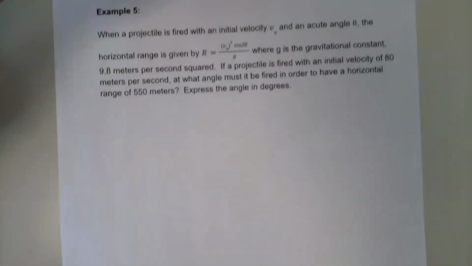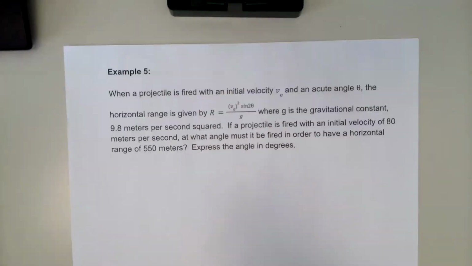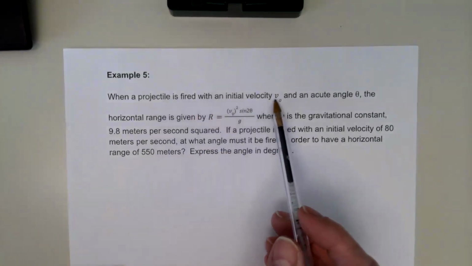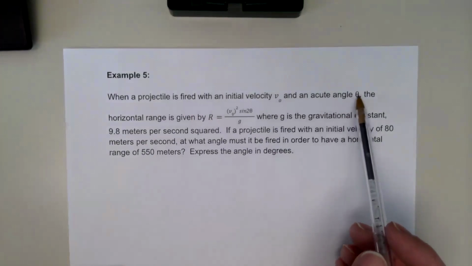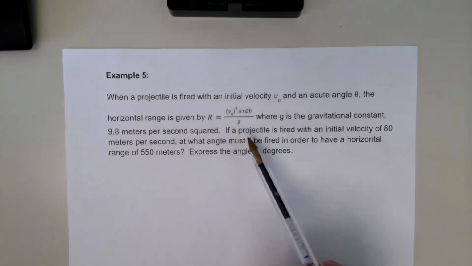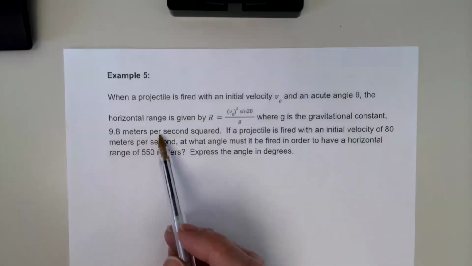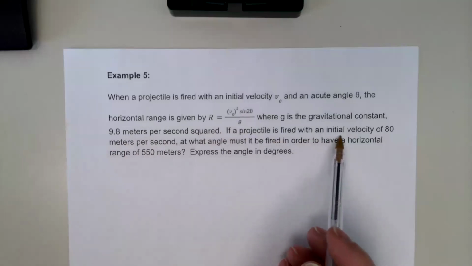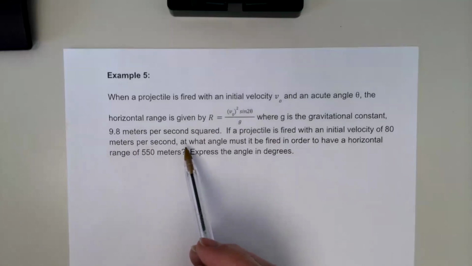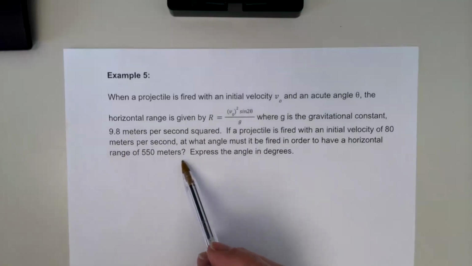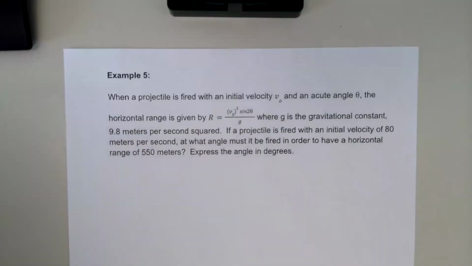And then example 5 is an extension of one of the examples in the book. It says when a projectile is fired with an initial velocity v sub 0 and an acute angle theta, the horizontal range is given by this formula, where g is a gravitational constant. It's what's pulling down at 9.8 meters per second squared. If a projectile is fired with an initial velocity of 80 meters per second, at what angle must it be fired in order to have a horizontal range of 550 meters? Express the angle in degrees.